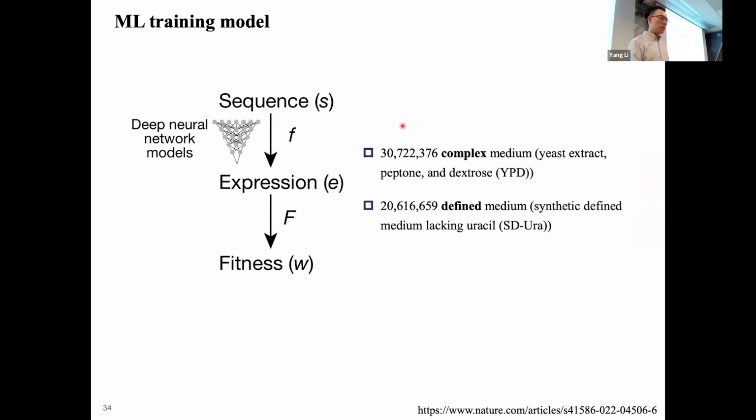For the results, we selected 30 million sequences, first in one complex medium. The complex medium is YPD peptone. Using the same sequences, we also used another defined environment, a synthetic defined medium like URC. So we're using the sequences assigned with expression levels, and we use this expression level to create the fitness landscape.